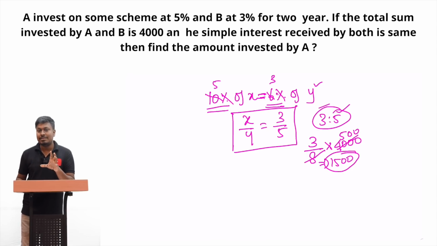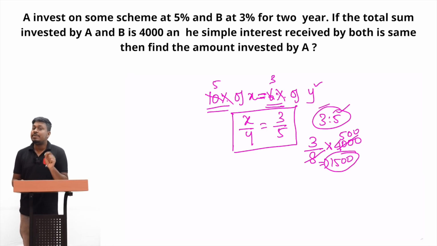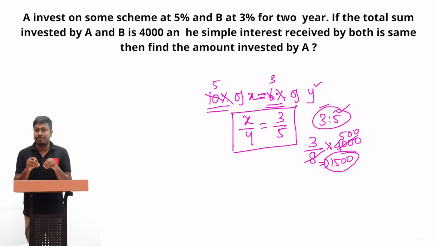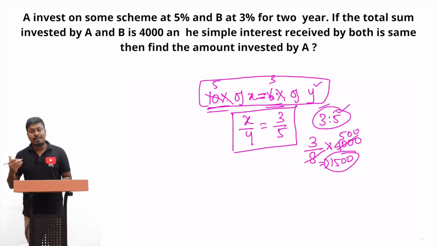The simple logic is you have to equate both the values. So why am I equating both the values instead of adding? Some students will add here. Don't add this. Instead of addition, why I am equating is the major point. You can see they are receiving a simple interest, both the same. So the simple interest received by both persons is the same. So that's the reason I have equated both the percentage values, and then I found the total amount they have invested.